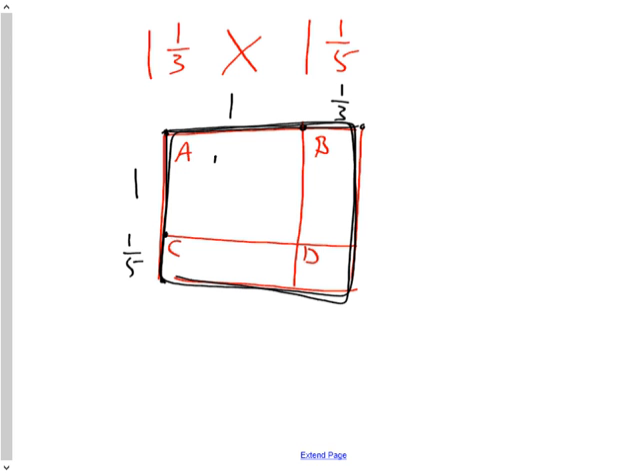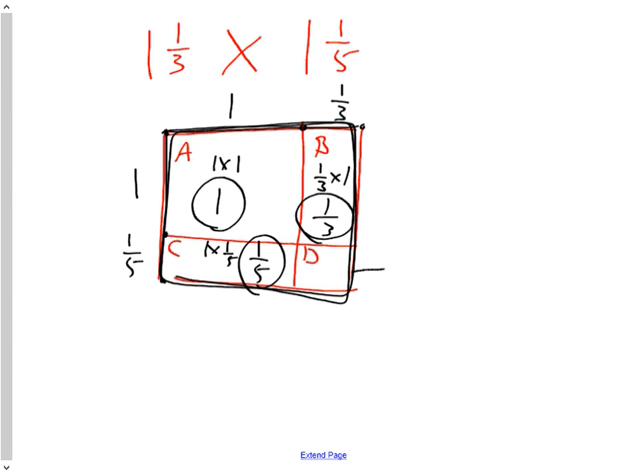Since A is 1 by 1, its total area is 1 square unit, whatever it happens to be. Since B is 1/3 times 1 or 1 times 1/3 using the commutative property of math, it's still 1/3 regardless of how I look at it. C is 1 by 1/5, which is simply 1/5. And D, I'll bring the work over here, it's 1/3 multiplied by 1/5, which makes this area 1/15.